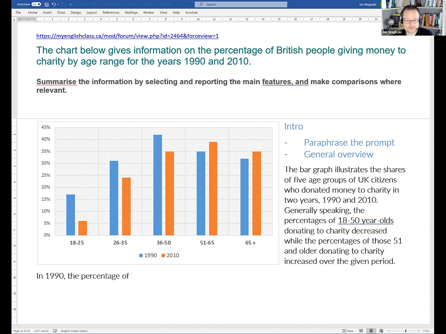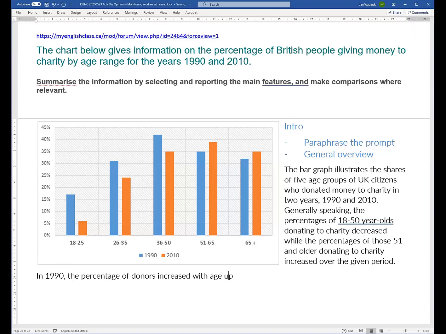Well, let's have an introductory sentence first that captures the main idea of 1990. The percentage of donors in each age group, or let's say the percentage of donors increased with age up to age 50, and then slightly decreased.